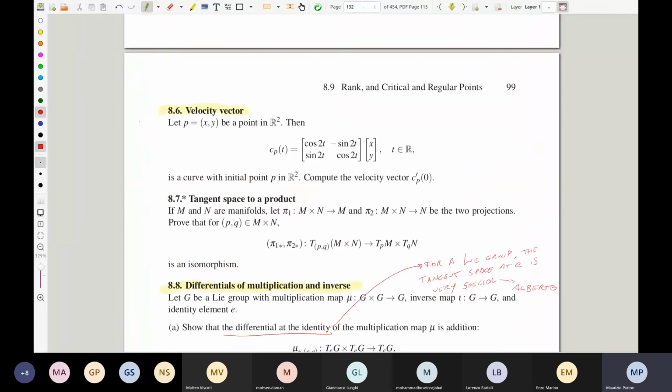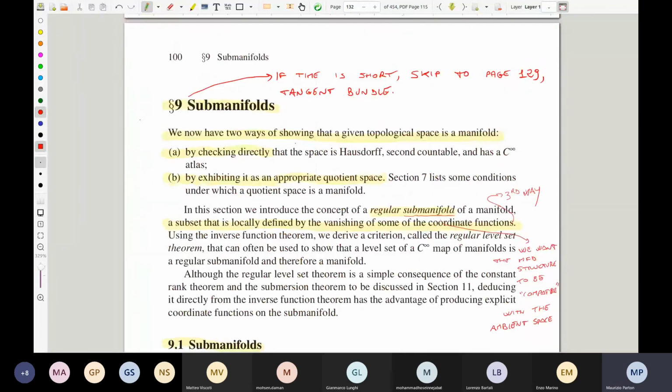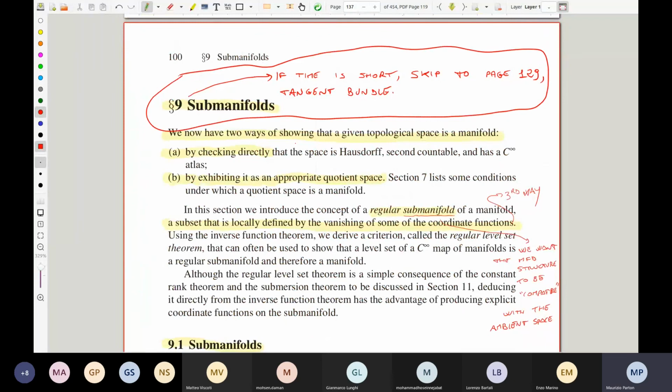Okay, the part I was telling about now is this part, and we are now skipping to page 129, which is, I guess, plus 37, 66.